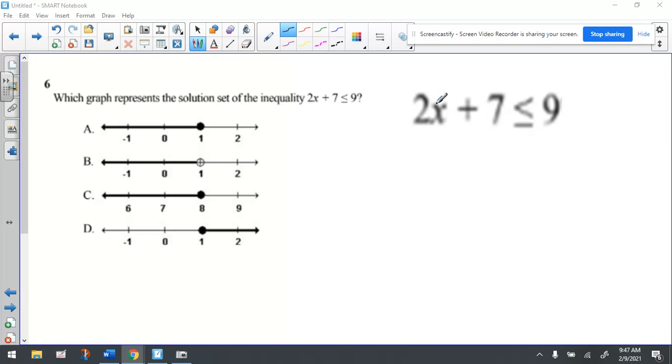What do I mean by that? This is multiply. This means 2 times some number. And then we also have addition. Now, whenever you have multiply and addition, you always want to look for the add or subtract operation that's on the same side of the equation and undo that first.